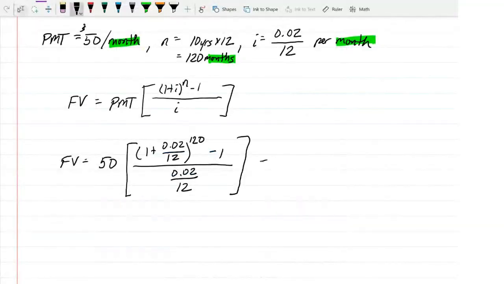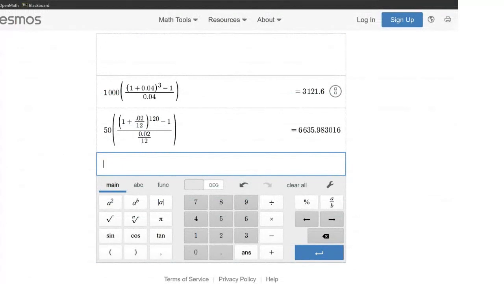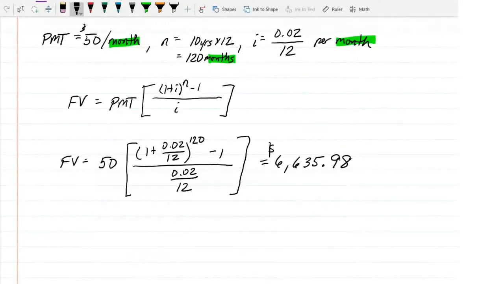$6,635.98. 663598. Just checking to make sure I copied the correct number. Awesome. Again, props to Desmos Calculator for helping me do this. Right? So at the end of 10 years, here's how much I would have in the bank, paying $50 a month. That's a pretty straightforward calculation.